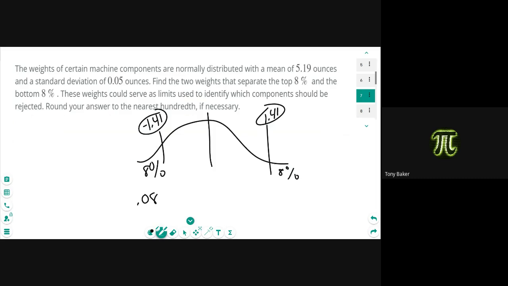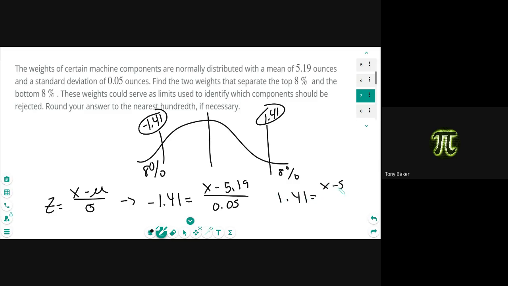All right, so we've got our Z's. We now need the number that goes along with those Z's. Remember, my Z score was X minus the mean over the standard deviation. We're in essence looking for X. So I know I have negative 1.41 equals X minus 5.19 over 0.05. And then I have positive 1.41 equals X minus 5.19 over 0.05.